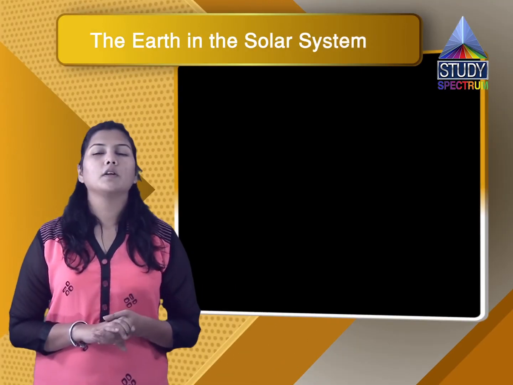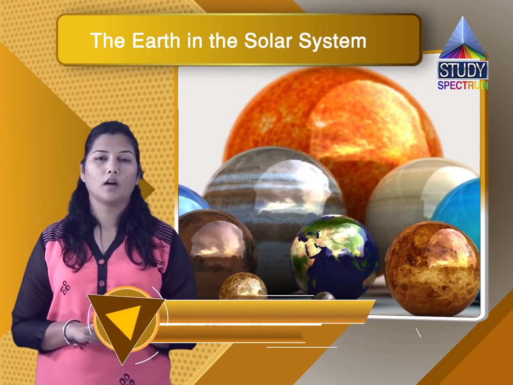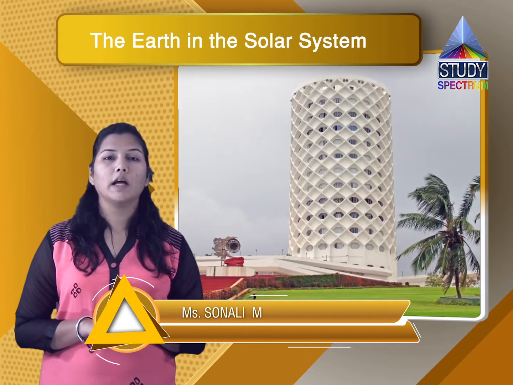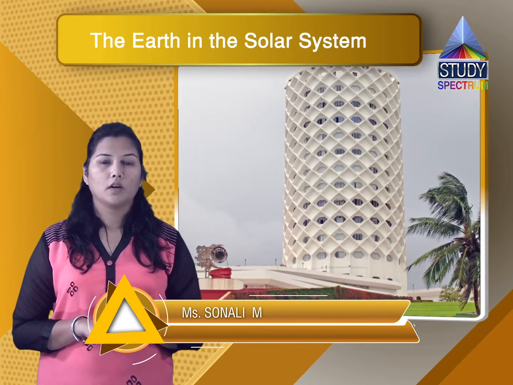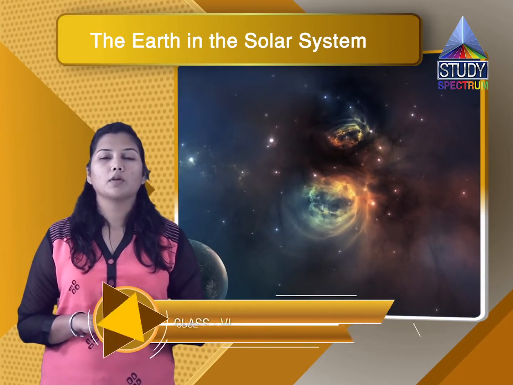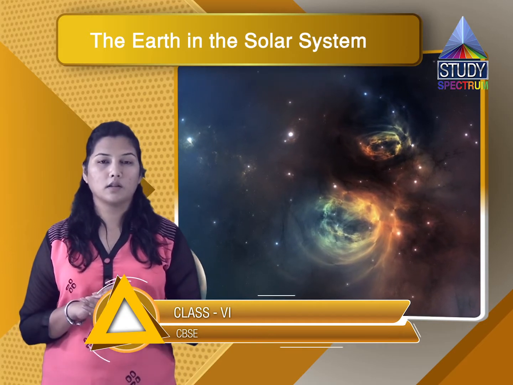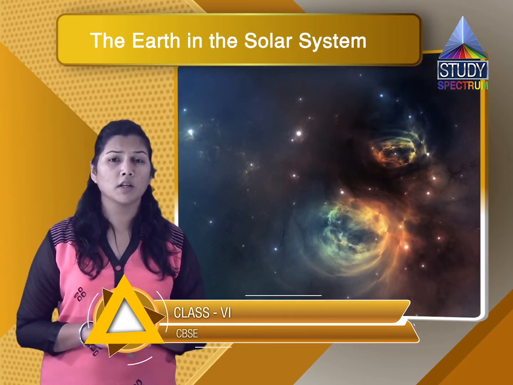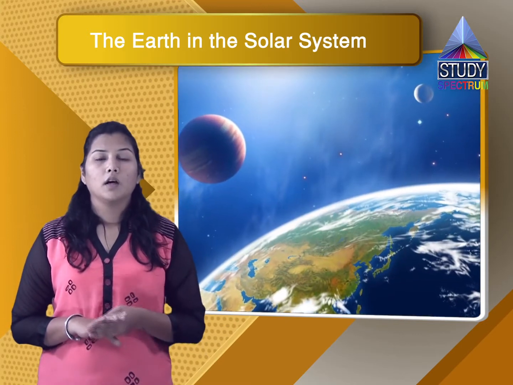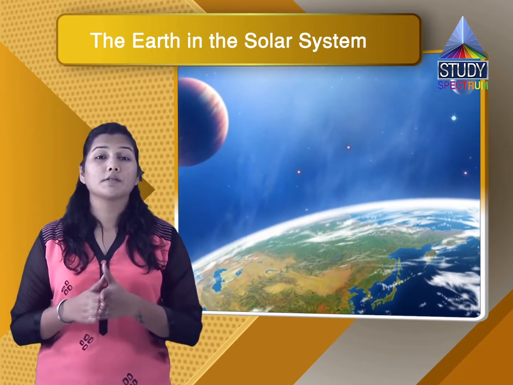Today we're going to start off with a new chapter, that is the Earth in the solar system. Most of us must have visited the Nehru Planetarium. The term planetarium means it talks about our solar system. It talks about the planets, the sky, the stars, the constellations, the asteroids and the meteoroids. In the same manner, we're going to talk about the Earth in our solar system.